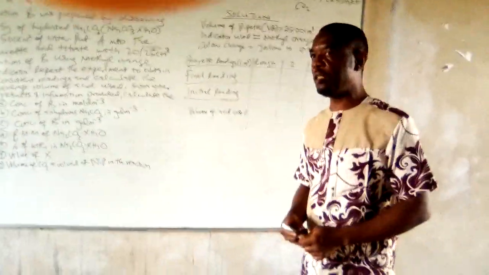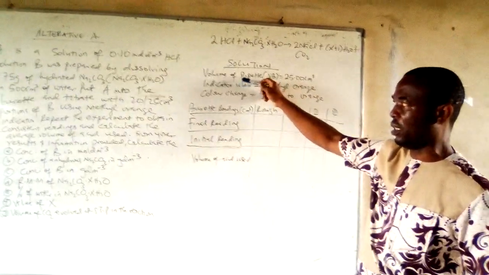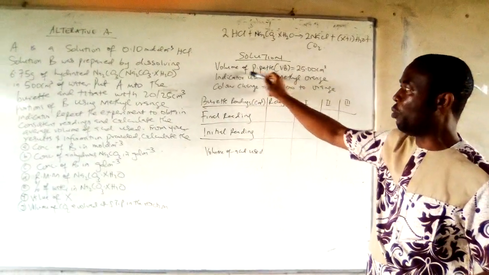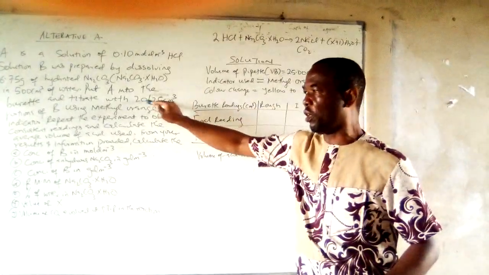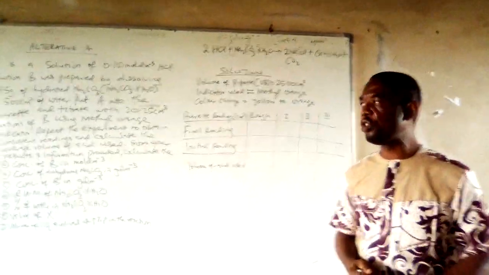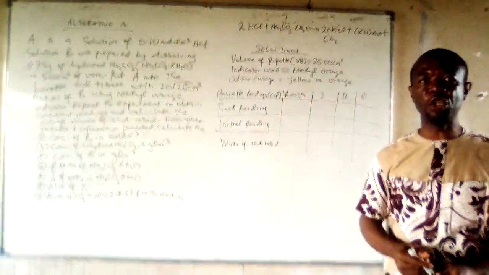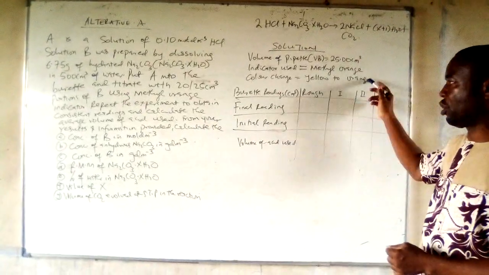Before you start your experiment, you must have your table. Before the table, there are certain things to write. Pipette volume, which is your base, 25.00 cm cube. The question indicated 20 or 25, but 25 is the standard. The methyl orange is the indicator. The color before the experiment is yellow. At the end of the experiment, you have orange color.